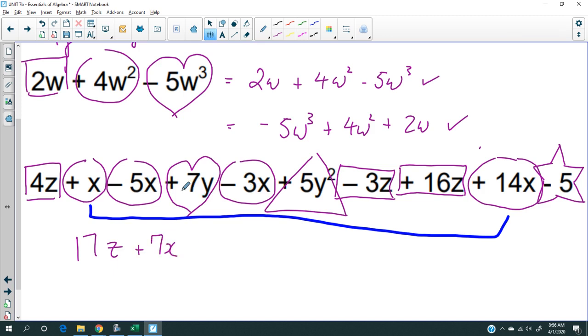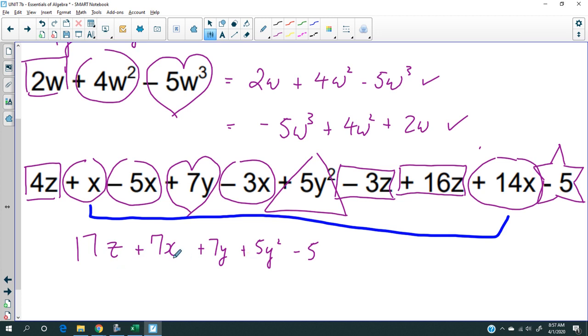Okay, and now what do we have? 7y is by itself, right? Remember that? 5y squared is by itself, right? Remember that? And then what else? Oh, minus 5. Yeah. So look at this. 5 different families. Now, some of you might be very curious as to what's the best way to write this.